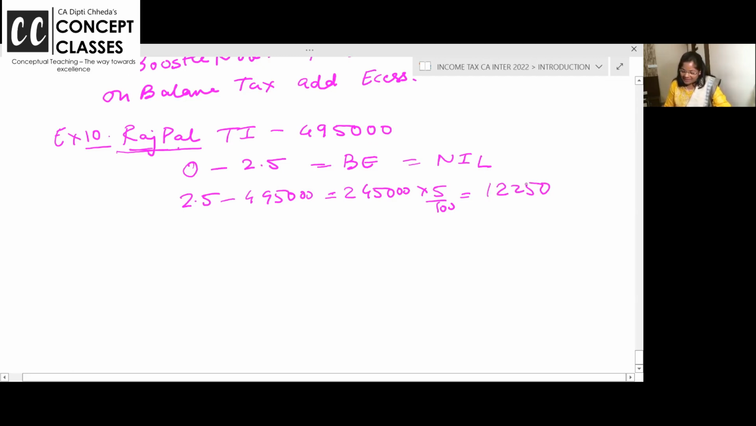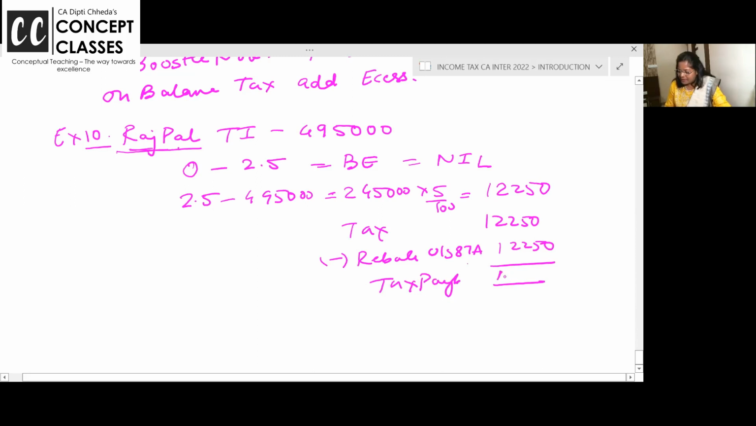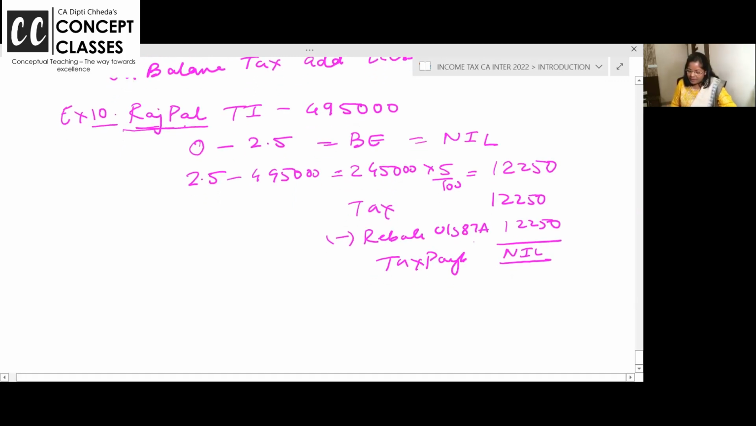12,250 is the tax. So what is the tax? 12,250. What is the rebate under section 87A? There is a rebate under 87A. How much will you get? 12,250. So what is the tax payable? Nil. Nice and clear to all of you. Yes? Chalo. Next example.